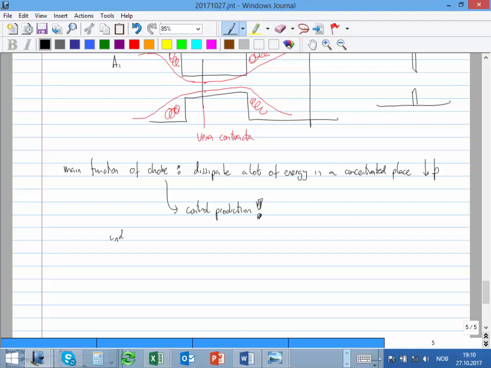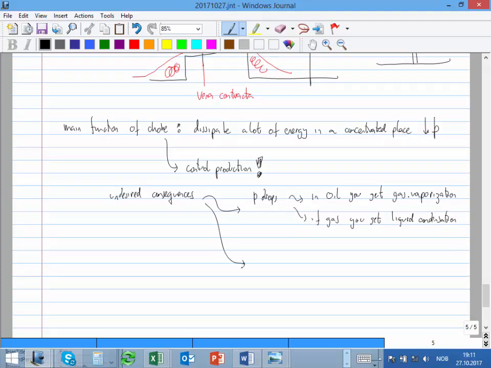But we get a lot of undesired consequences. Okay, and one of the consequences is that, remember, when the pressure drops, if you are talking about a liquid, you get gas vaporization, right? Because the pressure is dropping. So in oil, you get gas vaporization. Okay, if gas, you get liquid condensation. Okay, then after that you get the pressure drops. Okay, and then you cause these issues with the fluids.